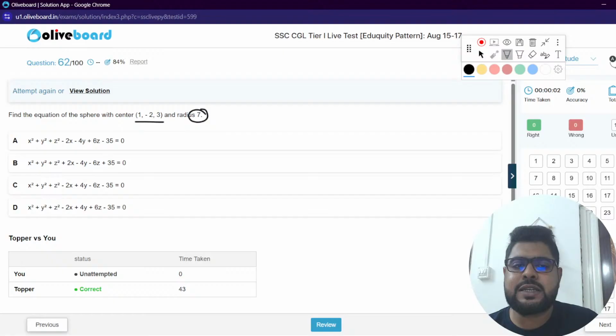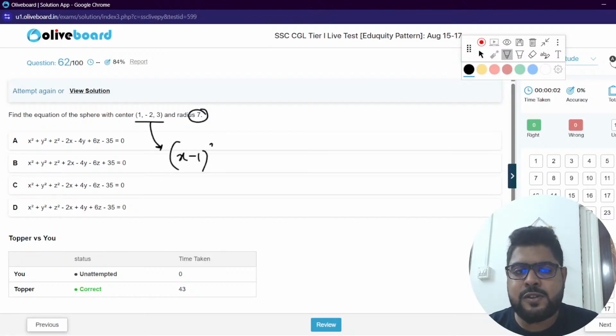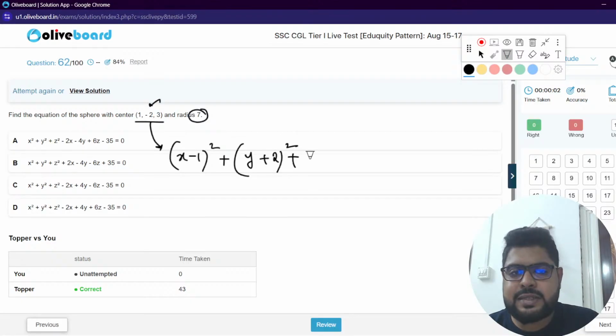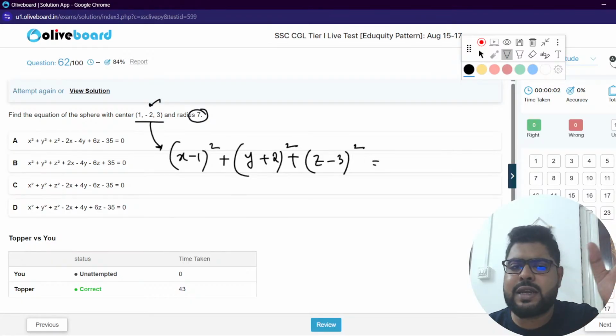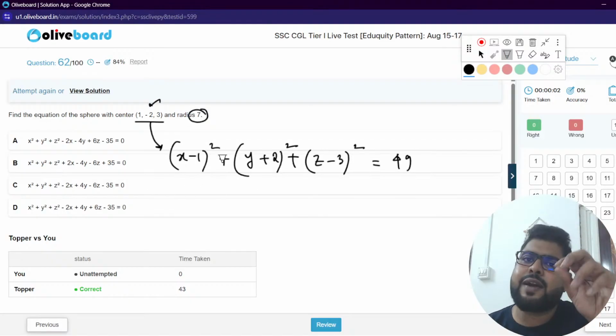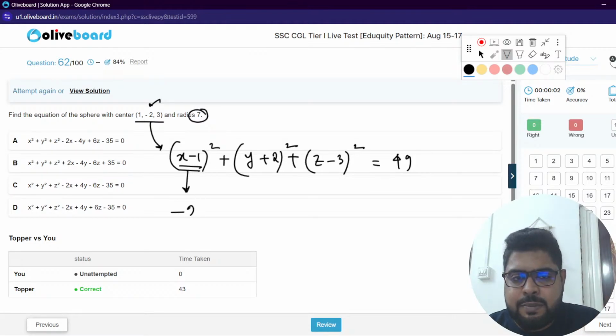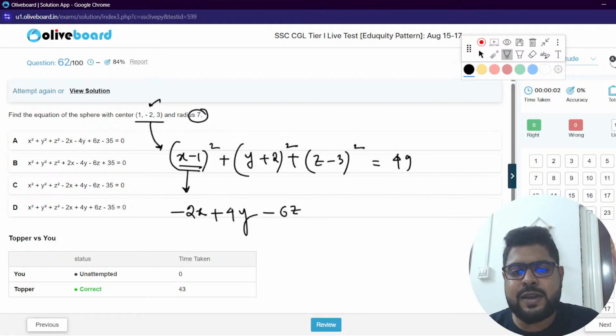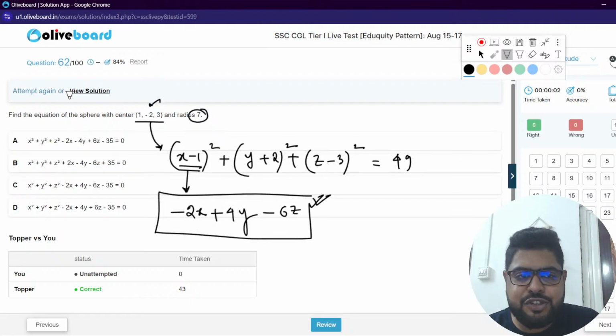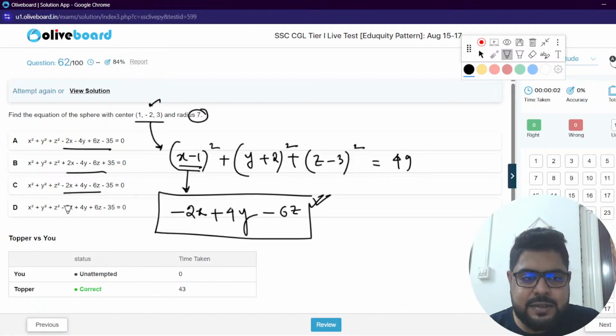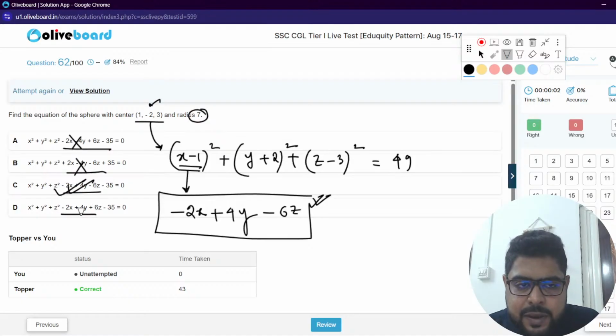Equation of sphere with this radius. Again, I'll not do the calculations, because I know it is x minus 1 whole square plus y plus 2 whole square plus z minus 3 whole square equal to 49, that is 7 square. Whenever I calculate, everything depends on the xyz terms. So this will be minus 2x, this has to be plus 4y, this has to be minus 6z. Always remember, the answer will lie here. Just check this in the options. Minus 2x minus 4y, this cannot be. Minus 2x plus 4y, this one is the answer.